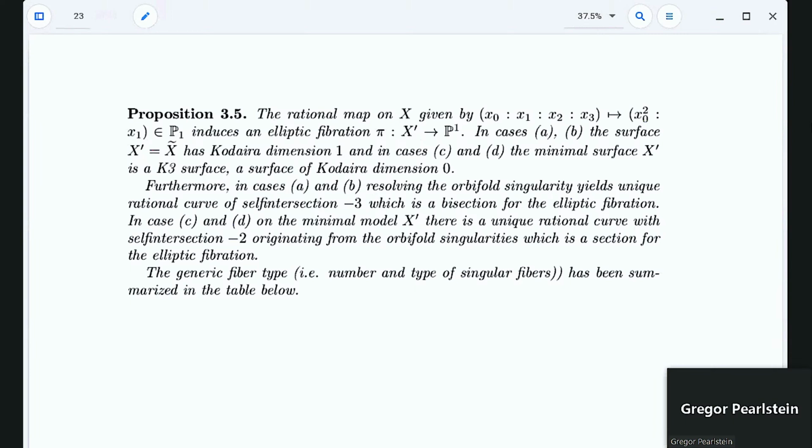Okay, so now the next thing that we need to discuss is what the Picard group is going to be for these surfaces.